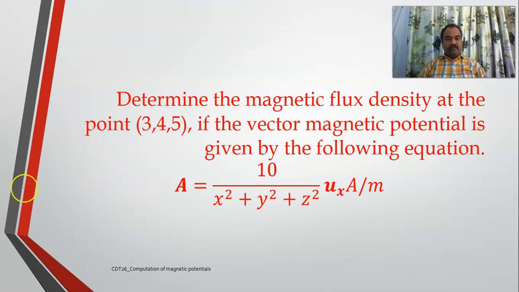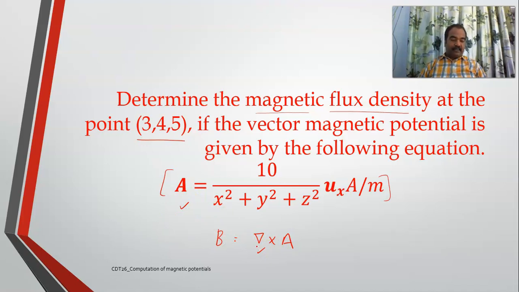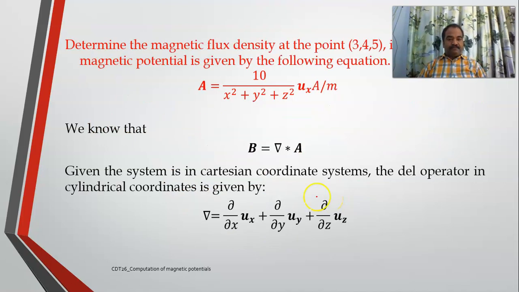Now we will move on to the problem number 2. If you carefully see, determine the magnetic flux density at the point if the vector magnetic potential is given by, so this is A and they want magnetic flux density. This is a simple problem. This is B is equal to del cross A, isn't it? A is already known, del operator, whether we should choose Cartesian or cylindrical or spherical. If you can carefully see, this is in x terms, so we can directly choose Cartesian system. So let's try this one.